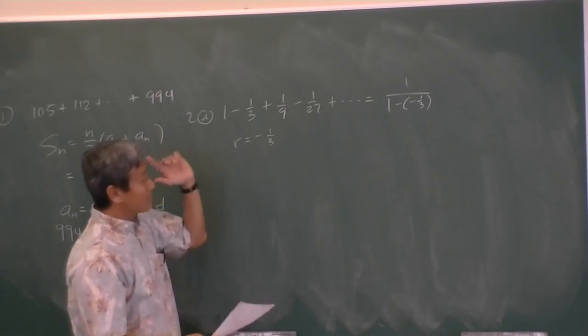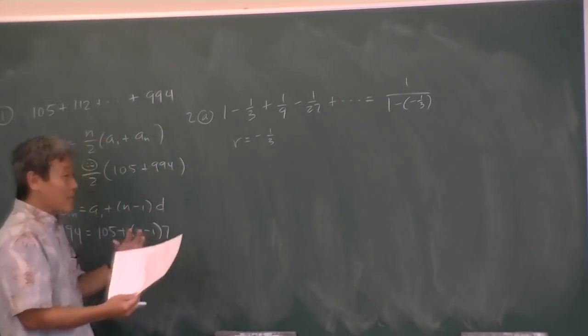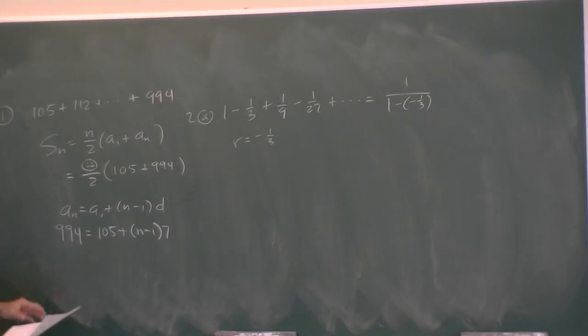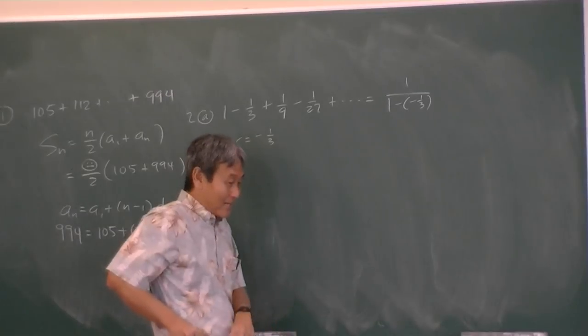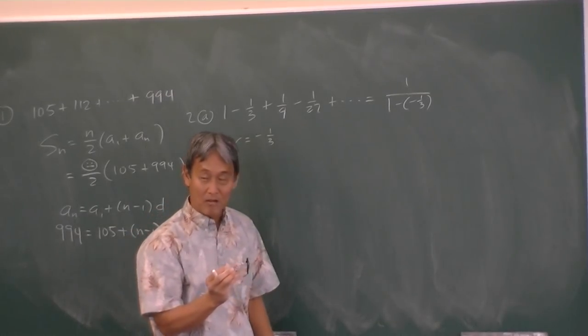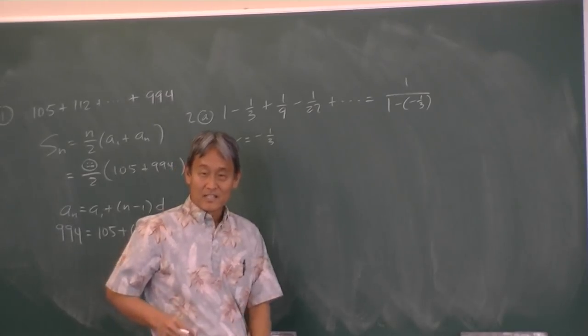You've got to memorize the formula: first term over 1 minus r. That's one of the most beautiful formulas there is in mathematics. It's so simple, yet it can do so much. It's super powerful. It's like a very tiny tool in your tool belt, except it's super powerful. It's like a laser beam.